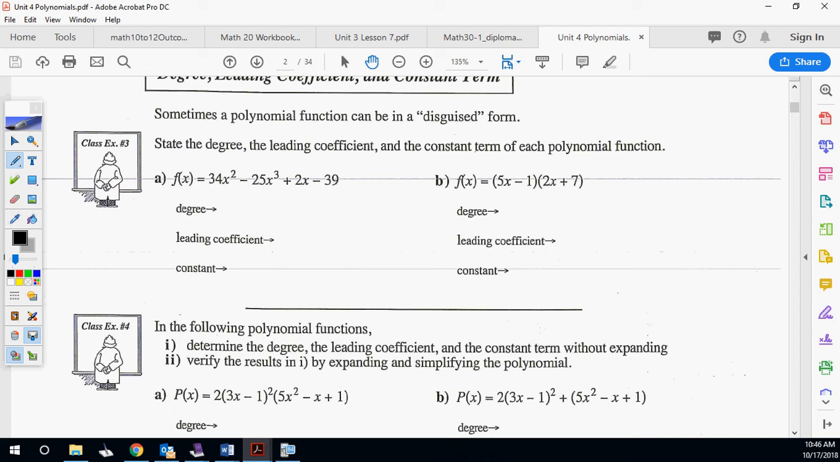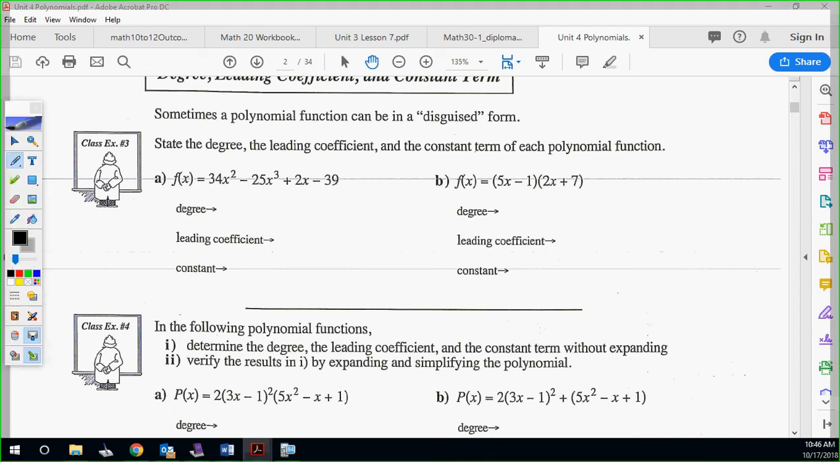So a lot of people, when they see this right away, are going to say, oh, 34 is my leading coefficient. But 34 is not your leading coefficient, because cube is your highest degree. So when you have disguised form, it's probably smart to go ahead and reorder it, or just know it's not in the correct form. Okay, so with that, on A, the degree is what? 3, good. So that makes the leading coefficient -25. Don't forget the negative, that does apply. And what's the constant? -39.